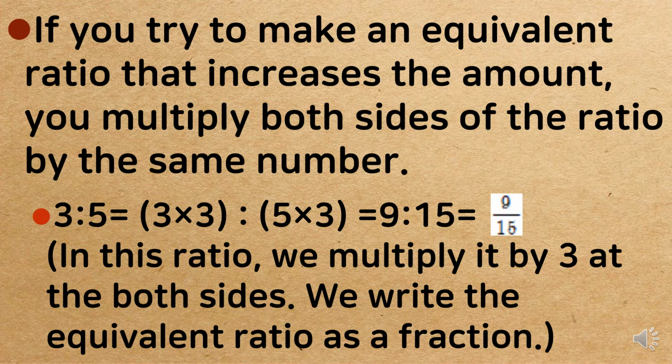If we try to make an equivalent ratio that increases the amount, you multiply both sides of the ratio by the same number. 3 to 5. In this ratio, we multiply both sides by 3. Then 3 times 3 is 9, and 5 times 3 equals 15. We can write the equivalent ratio as a fraction, like 9 out of 15.